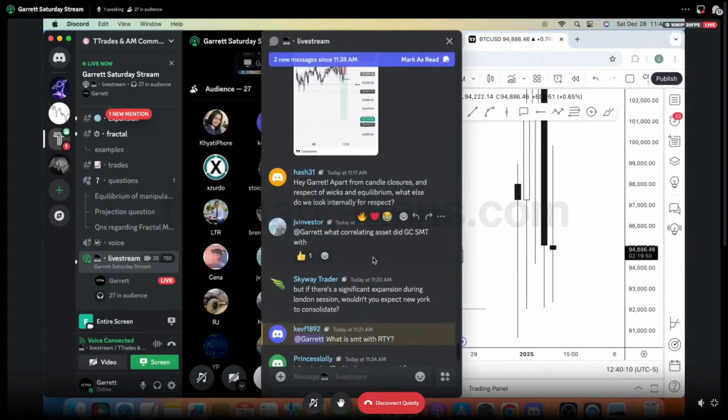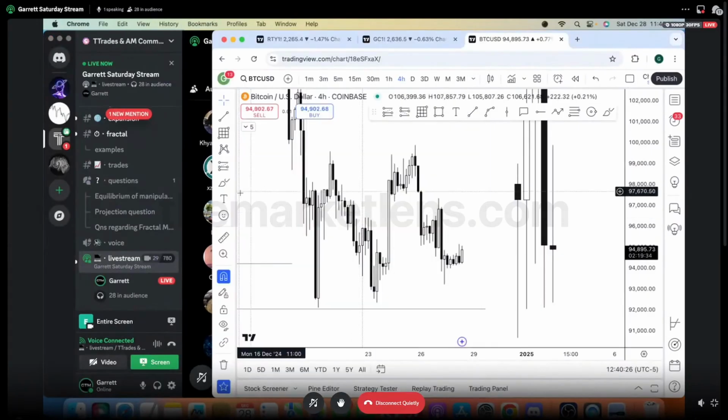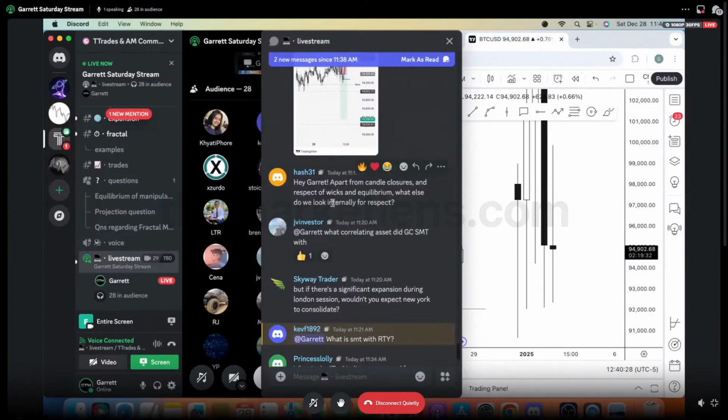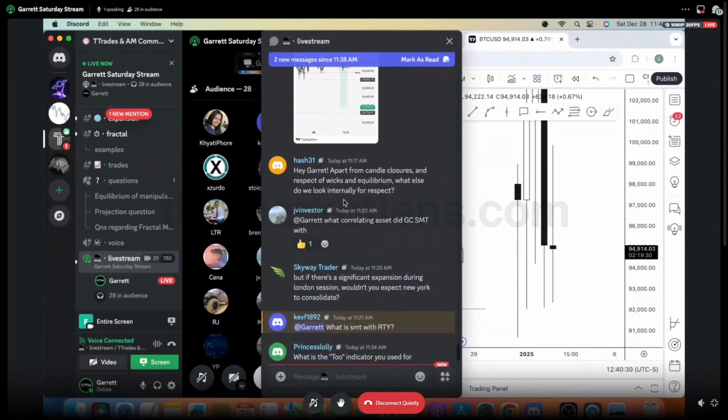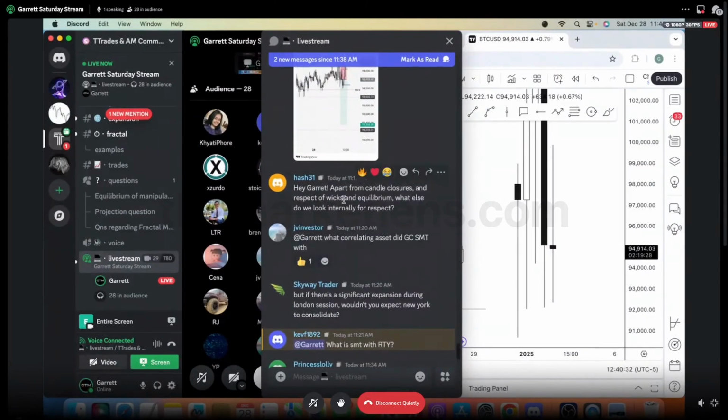Hey Garrett, apart from candle closures in respect of wicks and equilibrium, what else do we look at internally for specs? Candle closures. Okay, so you mean as far as just anything that helps with bias in a sense? So like closures help with bias, respect to equilibrium, candles and stuff like that.